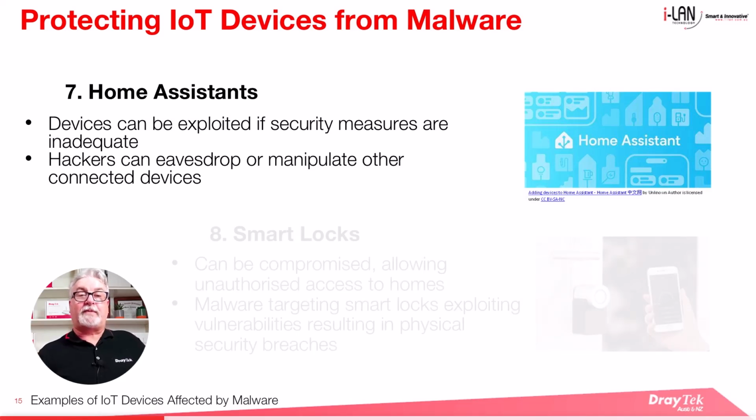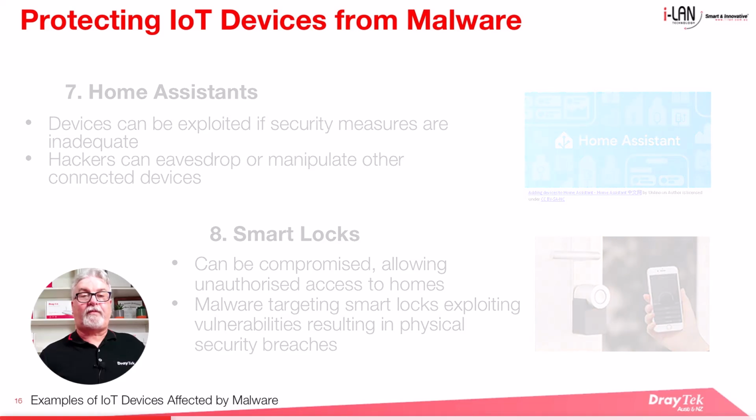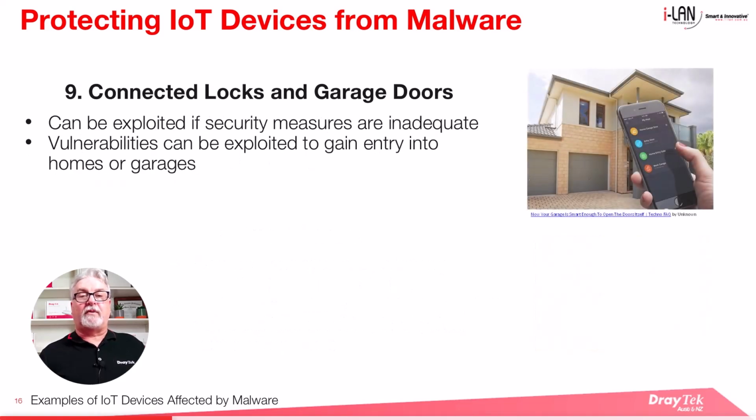At number 8, we have smart locks. These locks can be compromised, allowing unauthorized access to homes. Malware that targets smart locks could exploit vulnerabilities, resulting in physical security breaches. Internet-connected locks and garage doors have been known to have security holes that can be exploited to gain entry into homes or garages if security measures are inadequate.